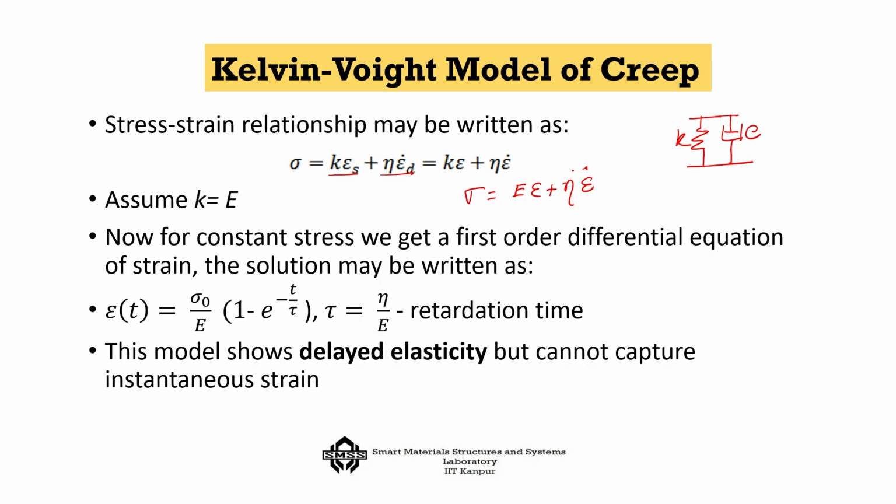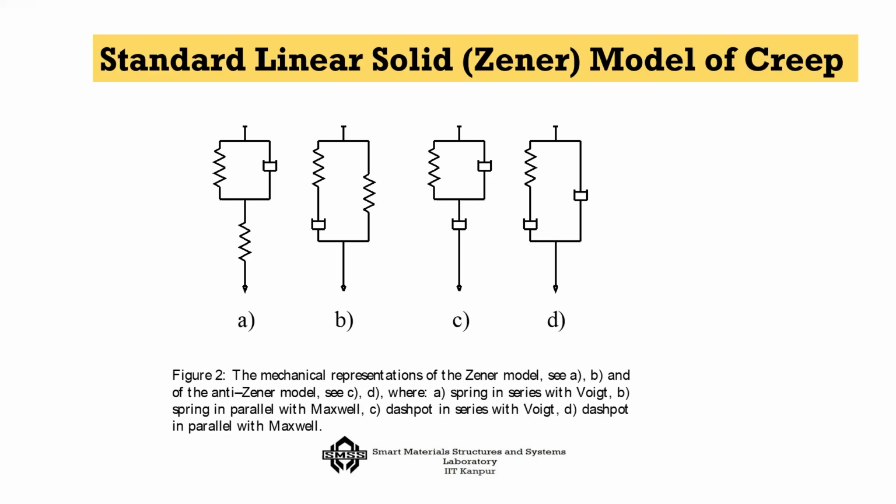In fact, you can now solve this, you can find out epsilon(t), which is sigma 0 over E times (1 minus e to the power minus t over tau), and the retardation time tau here is eta over E. So, this actually shows what is the delayed intensity in the system. So, the more the value of the loss factor, the more will be the retardation time. And in other words, the smaller the modulus of elasticity will be, then also the retardation time will be longer in the system. Now, is this the only model?